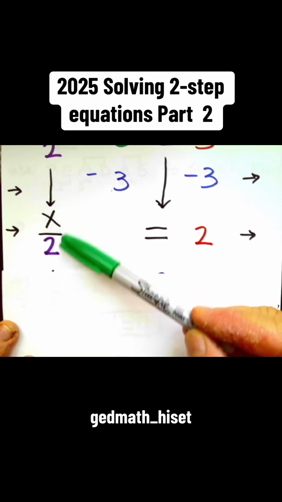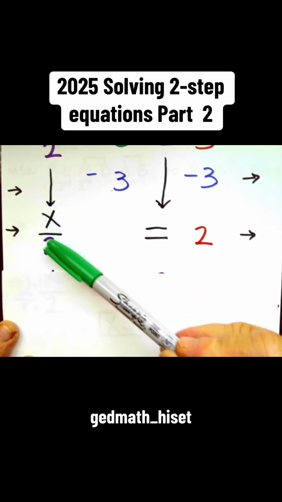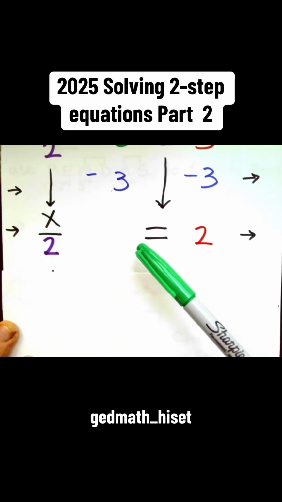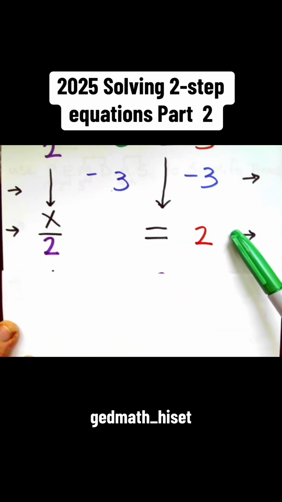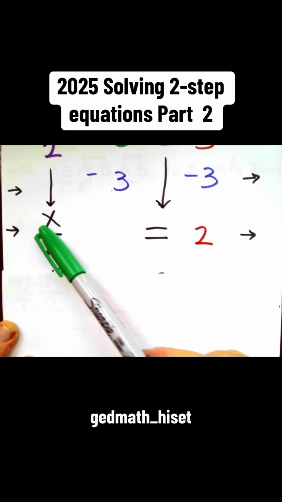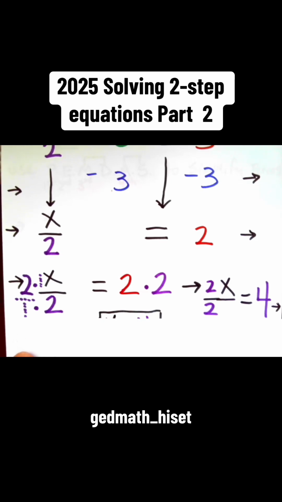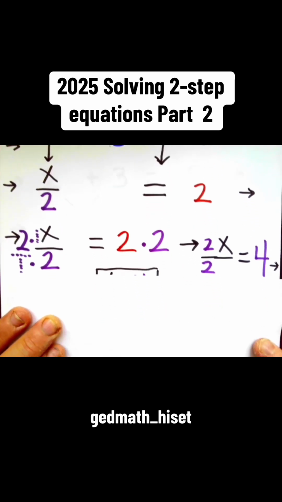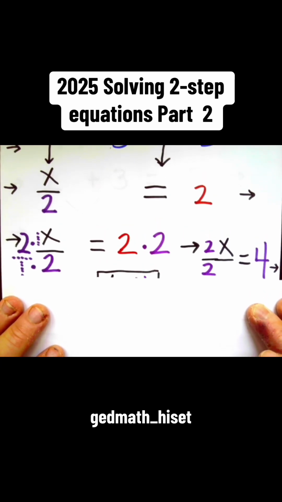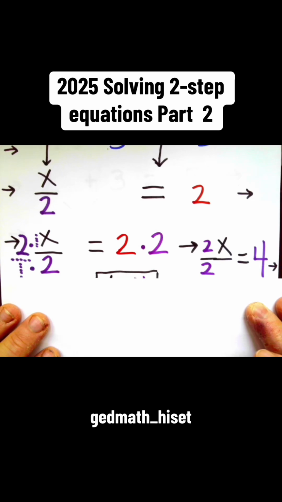What's the opposite of dividing by 2? It's multiply by 2. But not just to one side of the equal sign. I want to do it to both sides of the equal sign. So I'll multiply both terms times 2. And that's what I'm showing you here. Oops, excuse me. Let me bring that down a little bit right there.